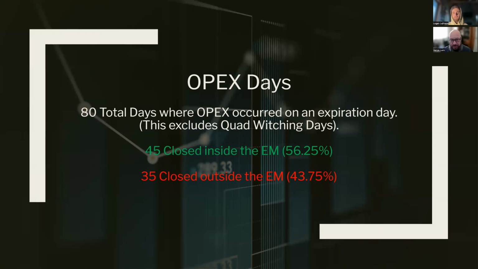Of the 80 total days, 56% of them closed inside the EM. That's lower than the baseline. The baseline is 60%. So if you're going to trade OPEX, you actually have a lower than average chance going into the trade, trading the EM band, whereas 35 days closed outside of it. So you still won more days than not, but it's less than just the normal day, which was interesting.